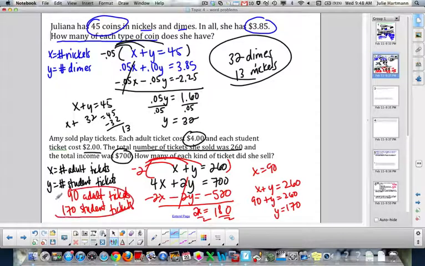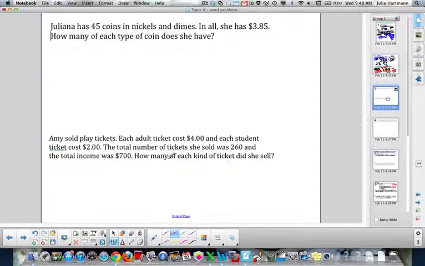Okay, so that's it. Check your work, plug it in. 4 times 90 plus 2 times 170 should equal 700. Plug that into your calculator, just check it, make sure it works. Okay, one more example, this one right here.